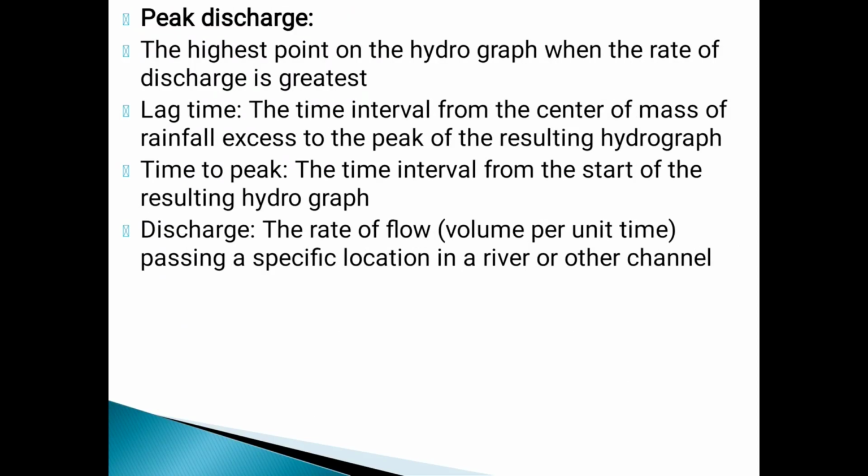And what is meant by peak discharge? The highest point of the hydrograph, which is reached from the rising limb, is called peak discharge, when the rate of discharge is greatest. In that, the lag time may be present. Lag time is the time interval from the center of mass of the rainfall excess to the peak of the resulting hydrograph. Time to peak is the time interval from the start of the resulting hydrograph. Next, what is meant by discharge? The rate of flow volume per unit time passing a specific location in a river or other channel.